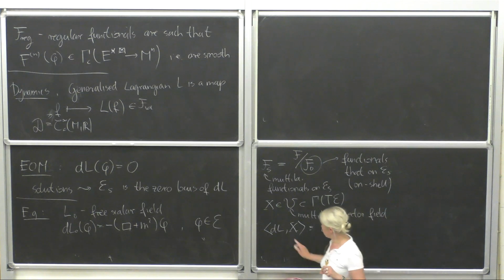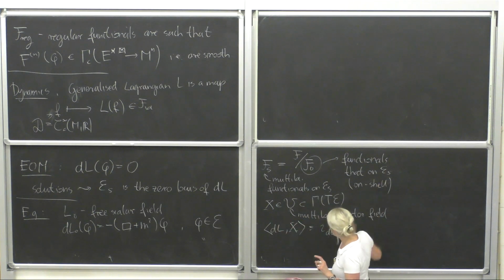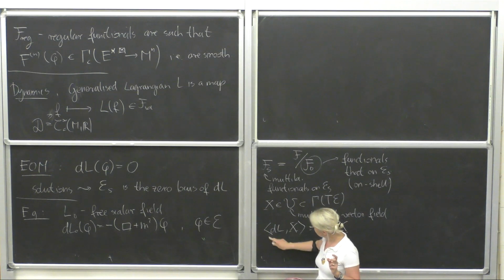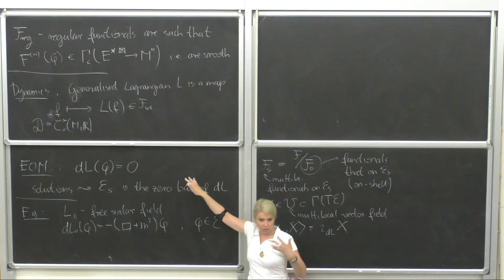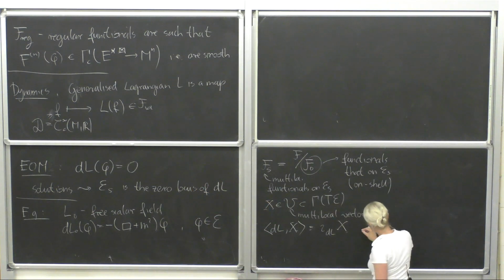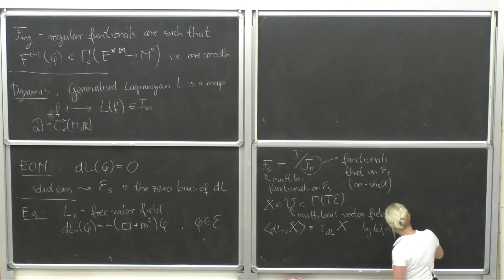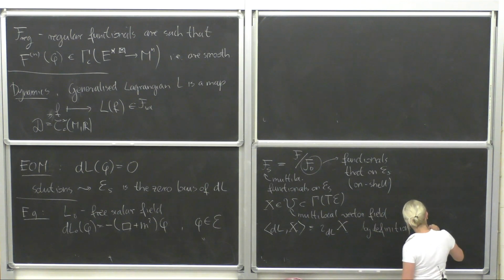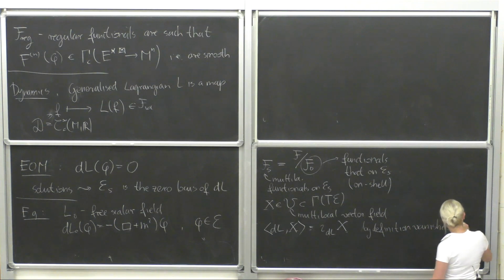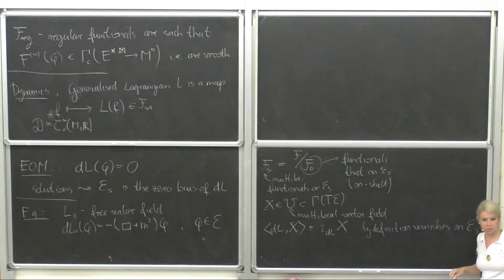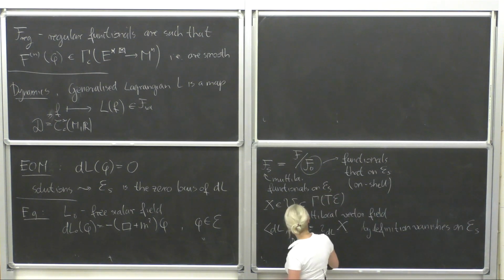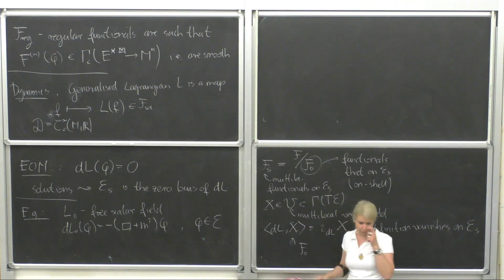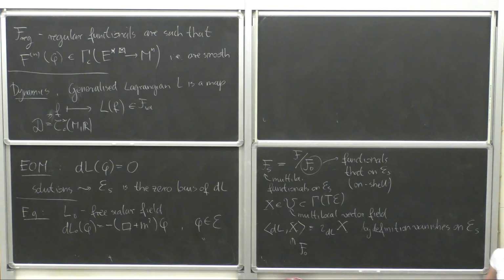So for each phi of the solution space, you obviously end up evaluating DL of phi, which is 0 by the definition of what the solution space is. So this, by definition, vanishes on the space of solutions. So this is a good example of an element of F0. So actually that's not enough for me.